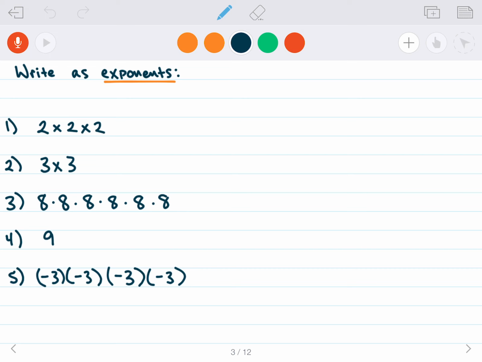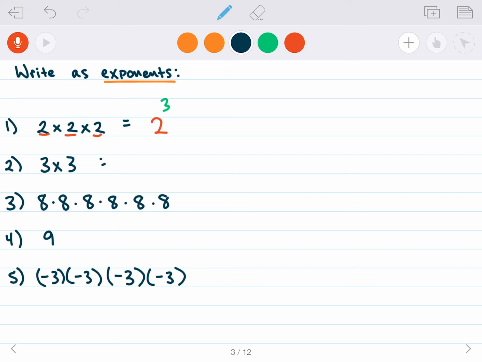Looking at the first one, we can see that our base is the number that's being multiplied. So our base is 2. And how many times is it multiplied by itself? It's multiplied 1, 2, 3 times. So this is going to be 2 to the third. All right, so that's how we would write that as an exponent. And we could evaluate this if we want to, but for now we'll just leave it as an exponent.